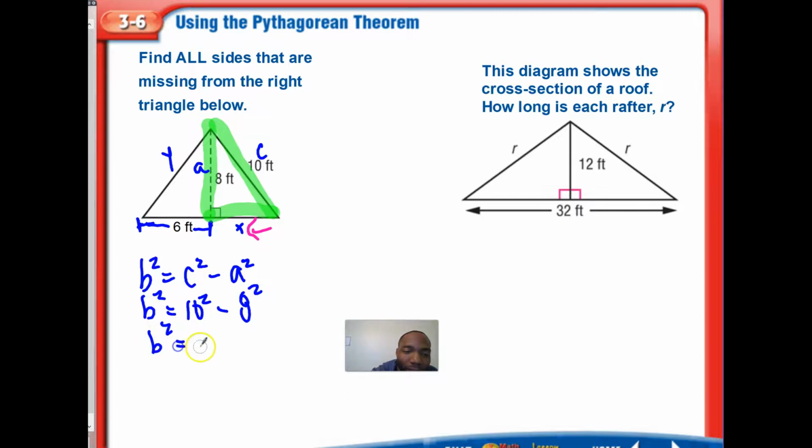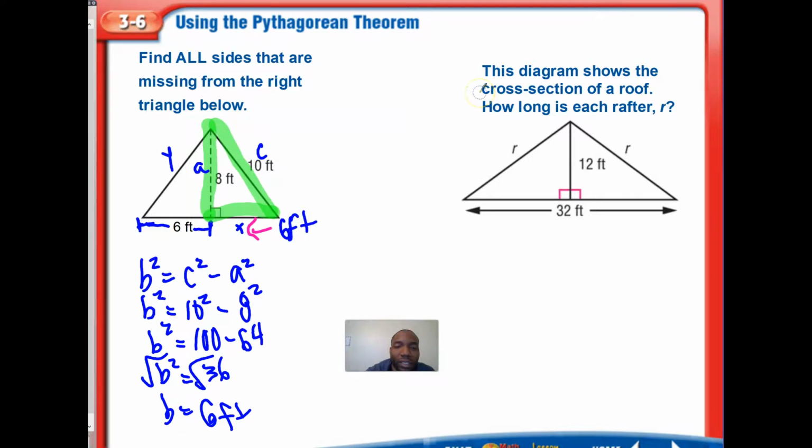B squared is equal to 100 minus 64. 100 minus 64 is 36. The square root of 36, y'all, is 6. 6 what? 6 feet. Found you, son. You're 6 feet. So now I need to find this side right here, which is Y.